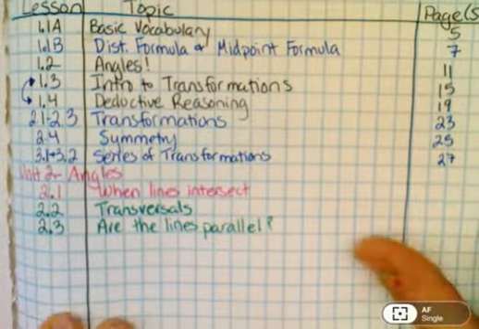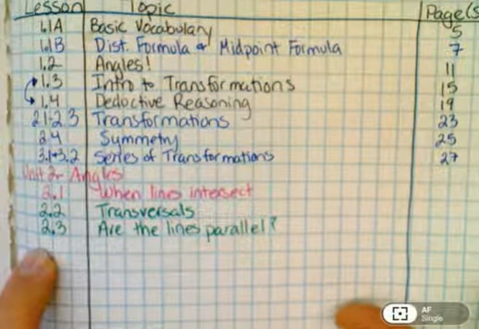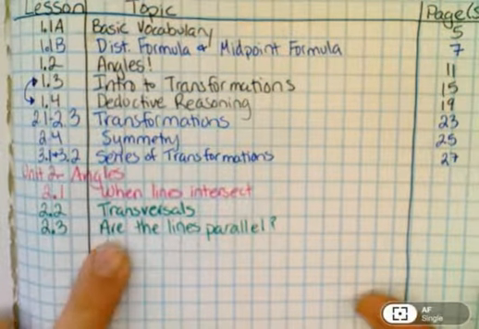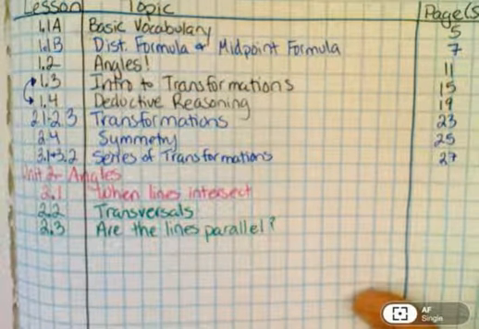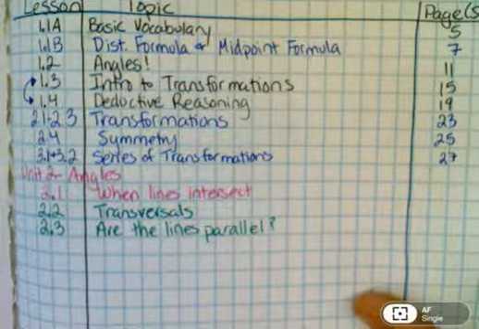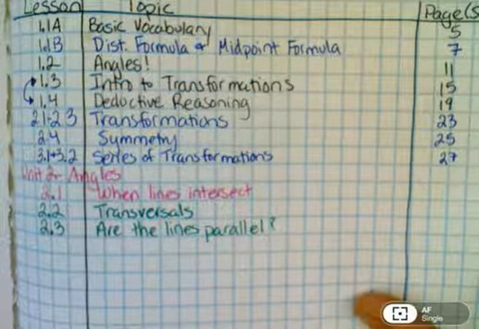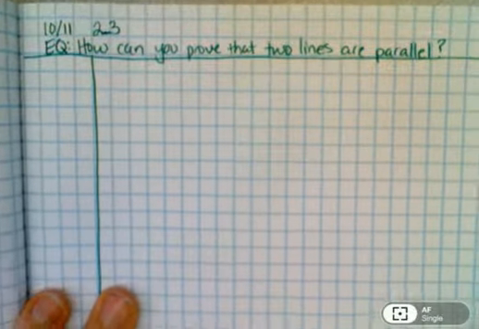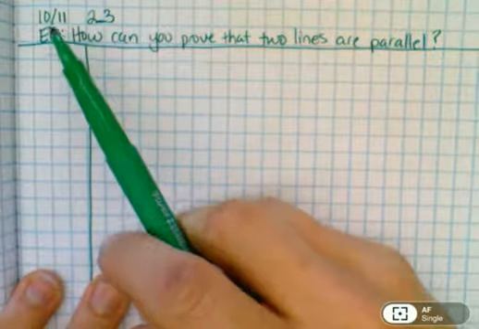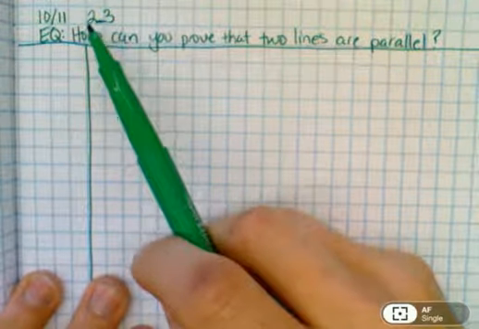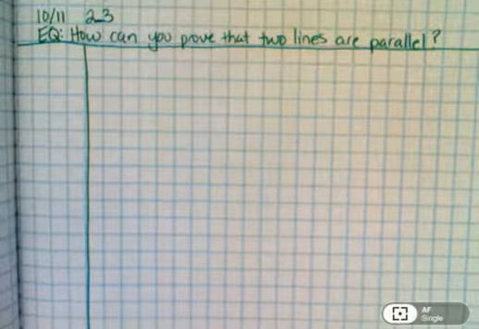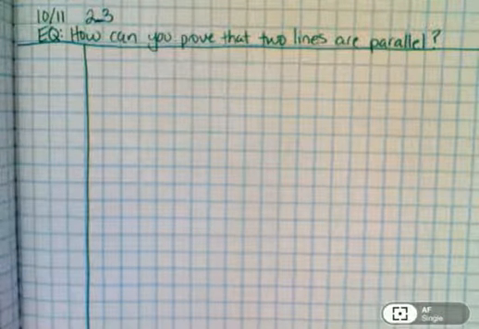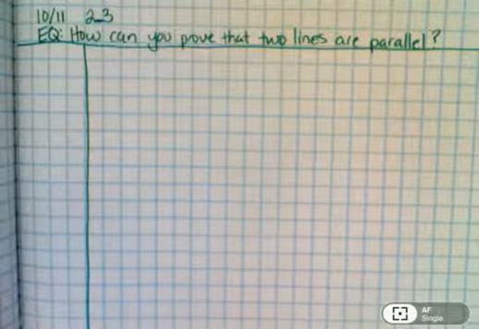Hi, we are doing lesson 2.3 today. So unit 2, lesson 3, and the topic today is, are the lines parallel? So go ahead and pause if you need to get that down. And once you do, find a new page in your book. Here's today's date, but obviously you put your date, lesson 2.3, and then the essential question: how can you prove that two lines are parallel? So pause if you need to get that down.